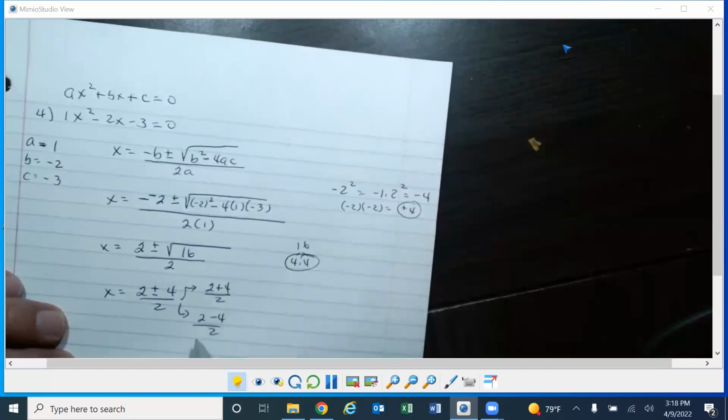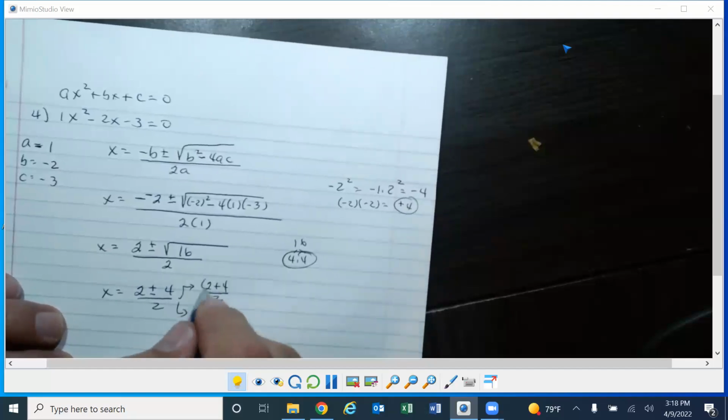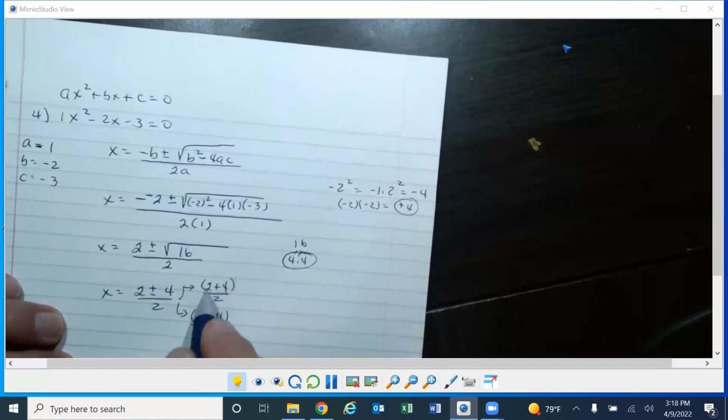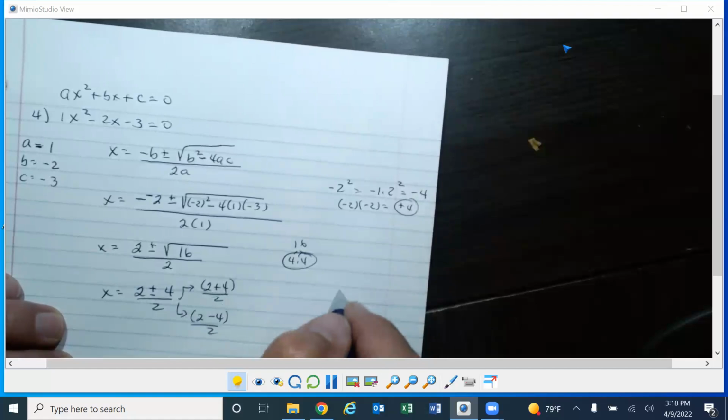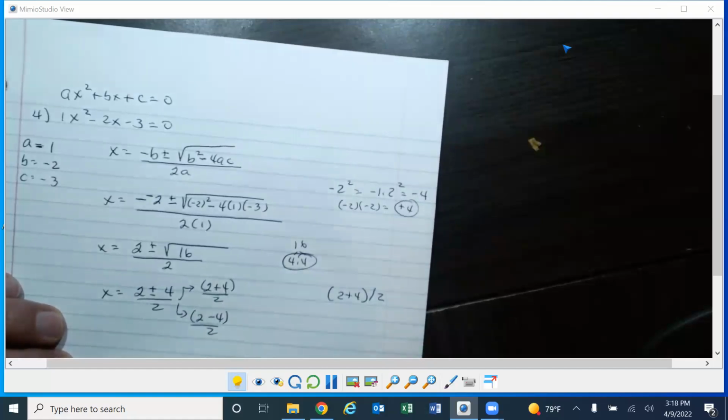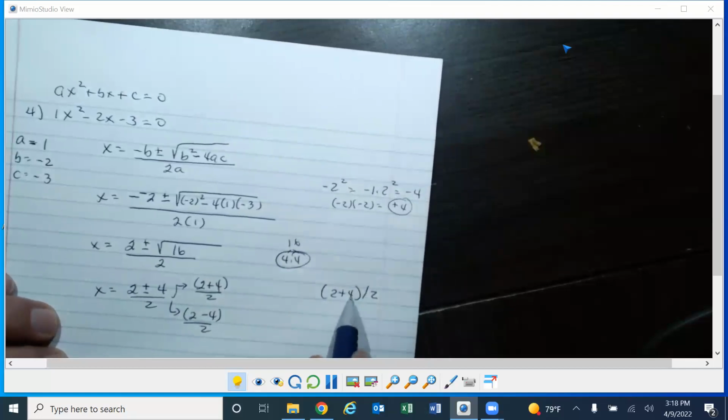Now, if you're putting this into a calculator, make sure you put parentheses around these. So you can actually say open parentheses, 2 plus 4, close parentheses, then hit divide by 2. It should look like this on a calculator. You have to do it that way. If you don't, because of PEMDAS it's going to divide 4 by 2 and then add 2. So you have to tell it, hey, get the sum here first before you divide by 2. Same thing here.